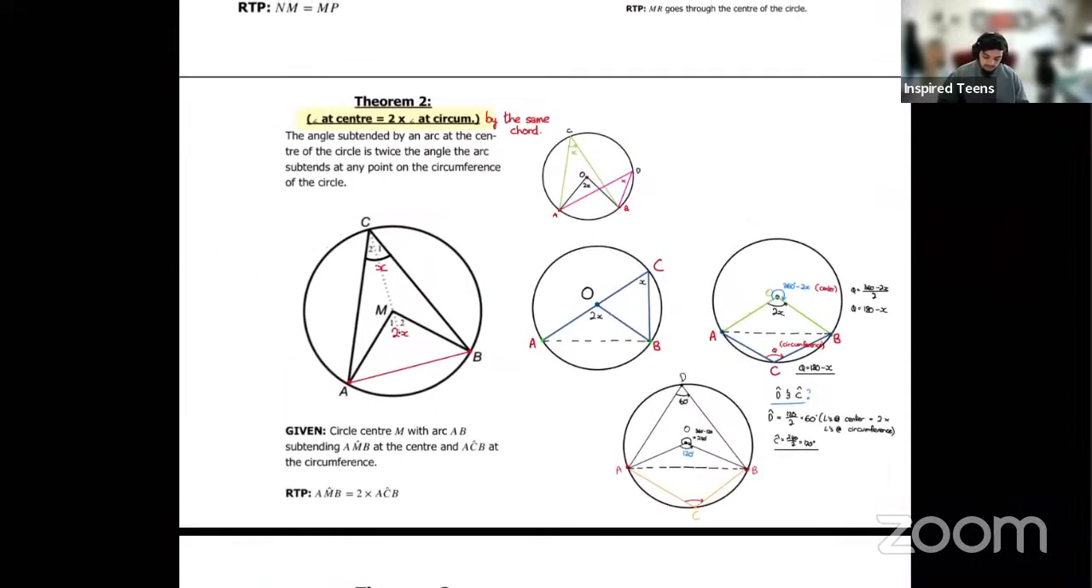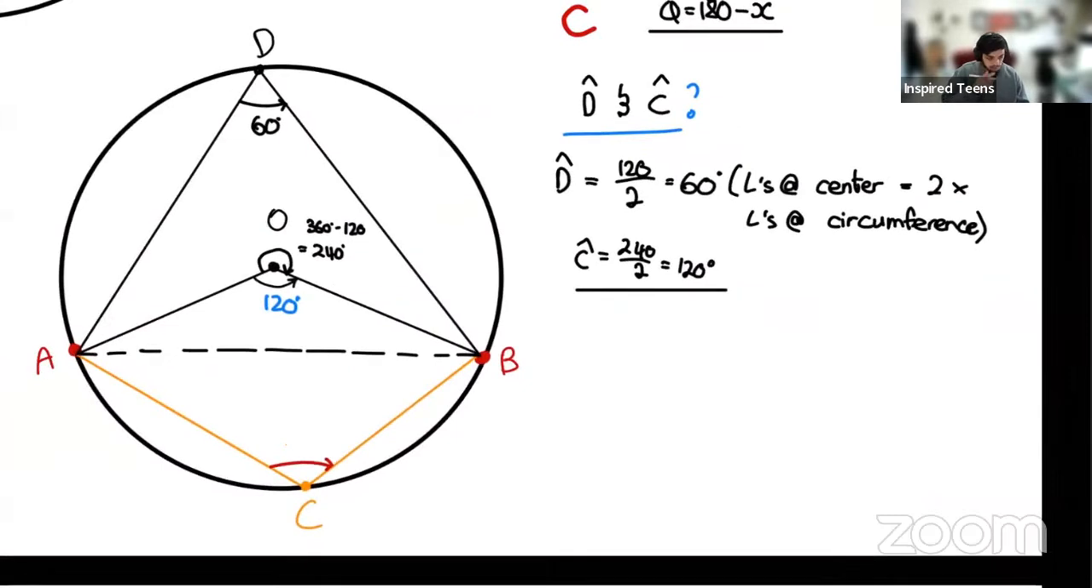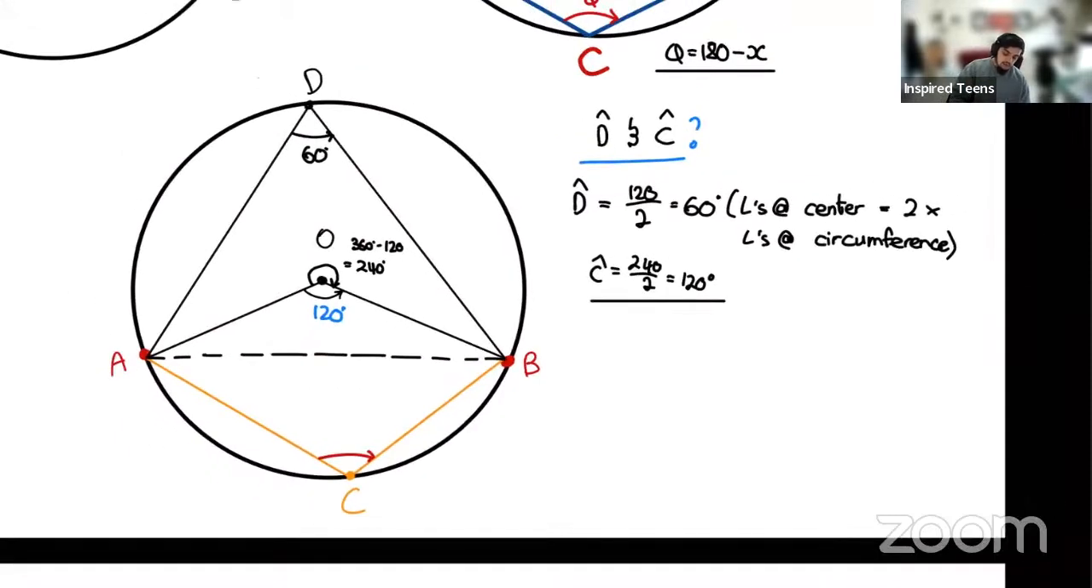Okay, let's just go through this again. It doesn't work if it's not subtended within the same segment, because they're in different segments of the circle. So we're considering chord AB. Chord AB separates the circle into 2 segments, and angles could be subtended in either segment. AB subtends a center angle and a circumference angle in the top segment.